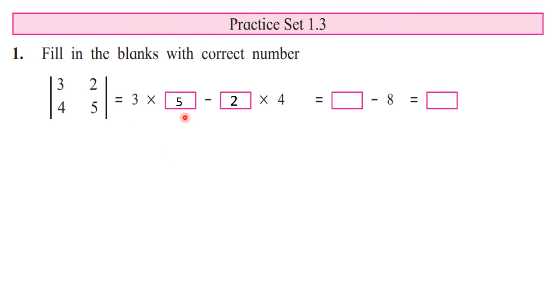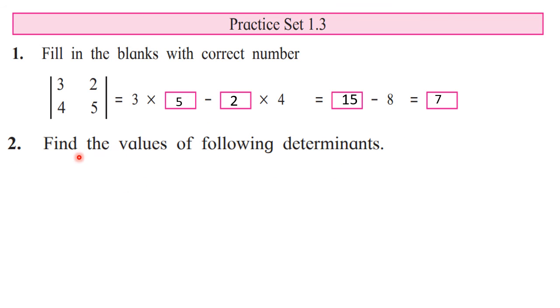So 3 5s are 15, and then 15 minus 8 is 7, because this multiplication is already provided. So this way, such simple questions also can come. Let's go ahead.